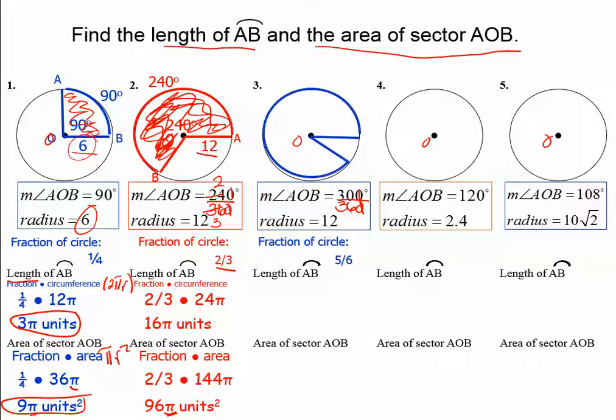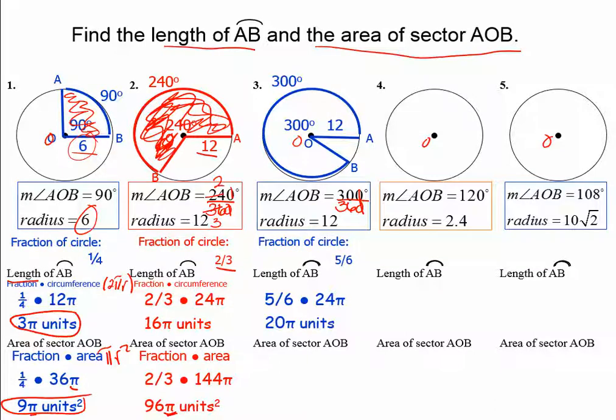Okay, I'm going to take that fractional part and multiply it by what? To find the length, I want to multiply it by the circumference. Well, circumference is 2 pi r, right? 2 times r is 24. So that's where the 24 pi came from. 24 divided by 6 is 4 times 5 is 20 pi.